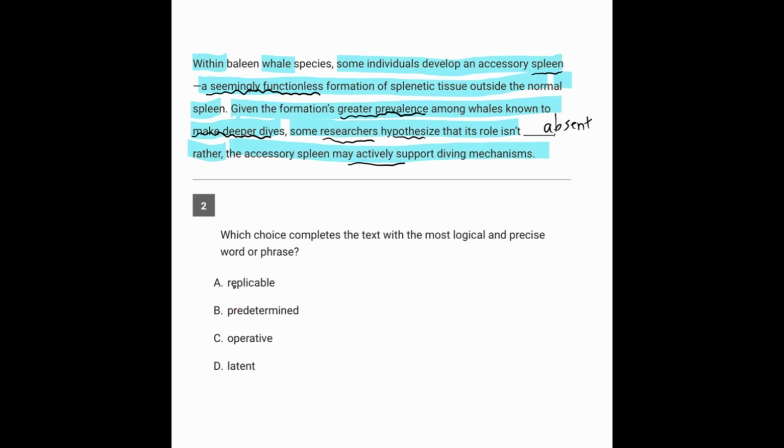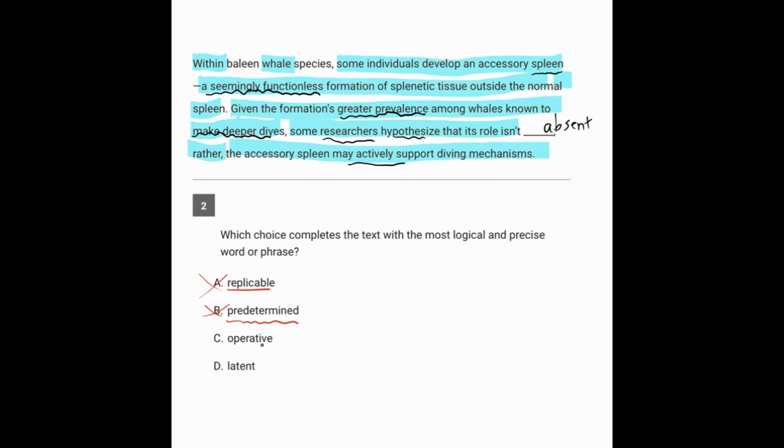Replicable is the idea of making a replica of something. In other words, a copy of something. And that's not what we're looking for. Predetermined means it was already known before it happened. Like, for instance, if someone's predicting the future. So that's also not what we're looking for here.